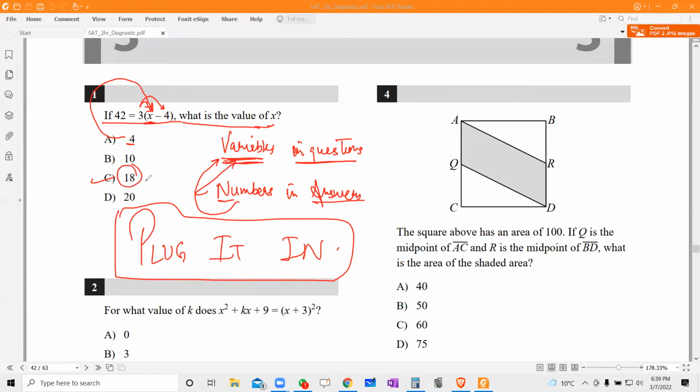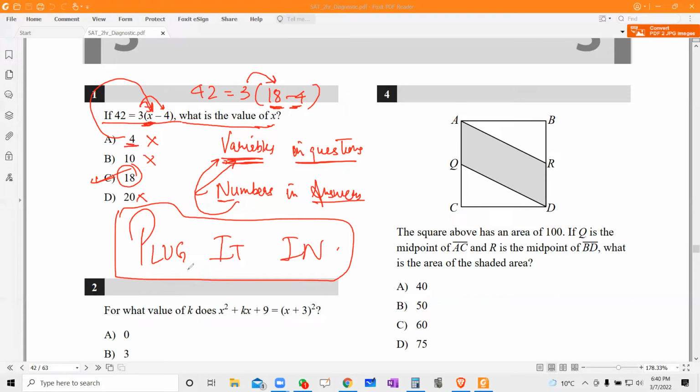For example, let us check out 18. You'll be having 42 equals 3 times 18 minus 4. So 18 minus 4 is 14, right? Yeah. And 3 times 14 will be 42. So 42 equals 42. So 18 is working. That's the answer. Others will not be working. So that is the strategy for the questions having variables in the questions and the numbers in the answers.